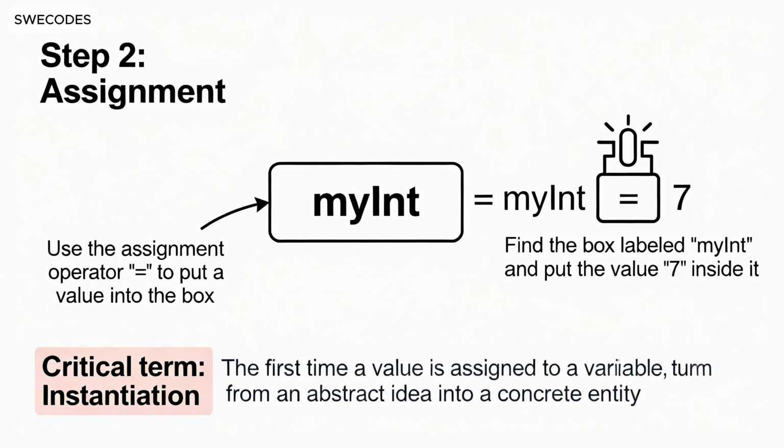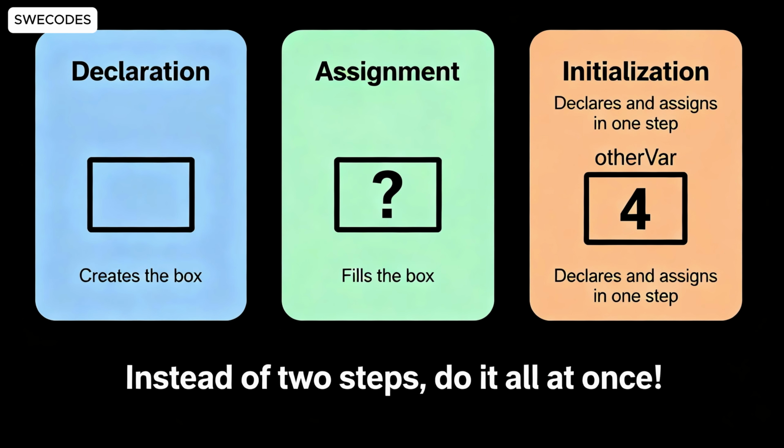This very first time you assign a value to a variable is a critical technical term, instantiation. You are giving the variable its first instance of a value. You've taken it from an abstract idea to a concrete thing. So, to recap, declaration creates the box. Assignment fills the box.